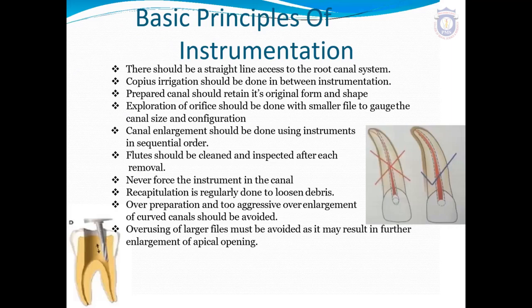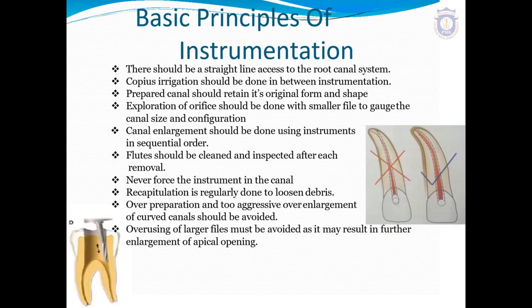The basic principles of instrumentation are as follows. There should be straight line access to the root canal system. Copious irrigation should be done in between instrumentation. The prepared canal should retain its original form and shape. Exploration of the orifice should be done with a smaller file to gauge the canal size and configuration. Canal enlargement should be done using instruments in a sequential order. Flutes should be cleaned and inspected after each removal. Never force the instrument in the canal. Recapitulation is regularly done to loosen the debris. Over preparation and too aggressive over enlargement of the canal should be avoided.